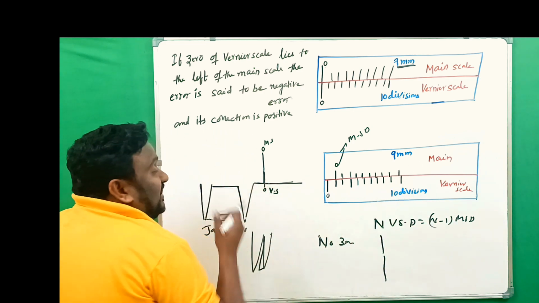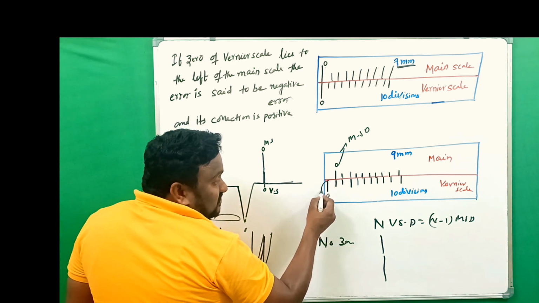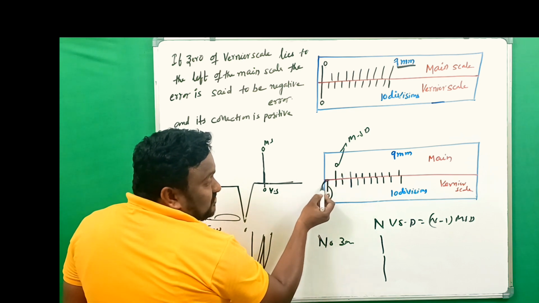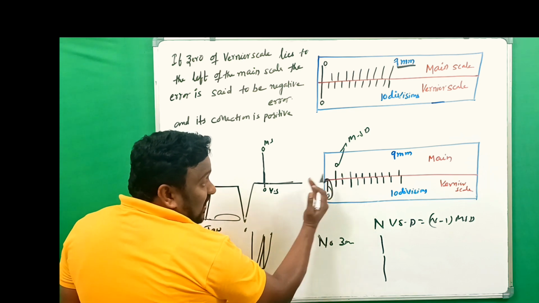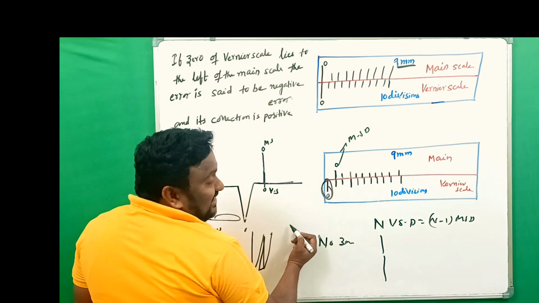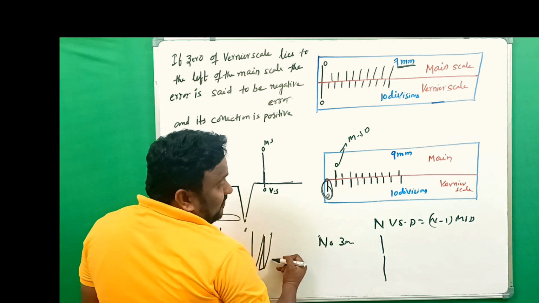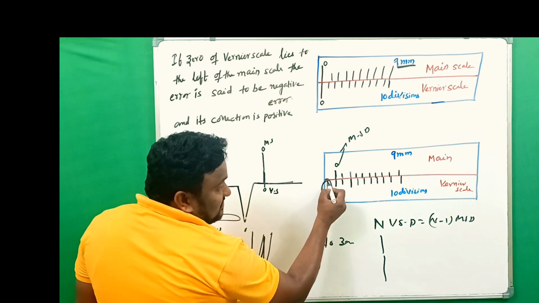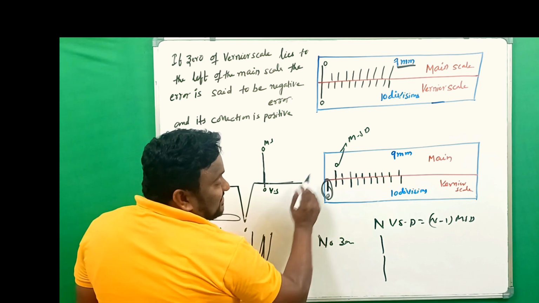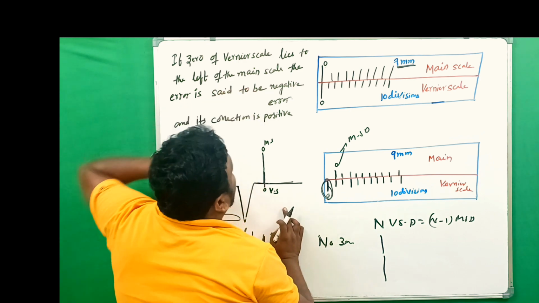When can we say that the error is negative? The zero division of the vernier scale must pass and cross the zero division of the main scale. Then that error is called negative zero error. Here, simply, the vernier scale zero division is to the left of the main scale zero division. Then that error is what we call negative error.